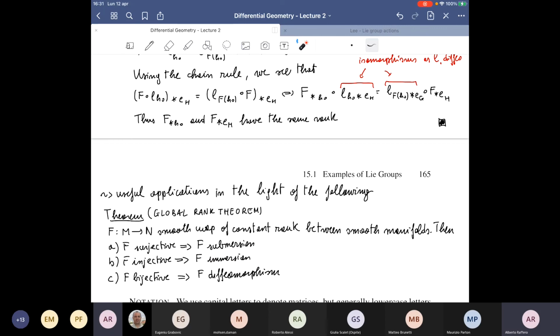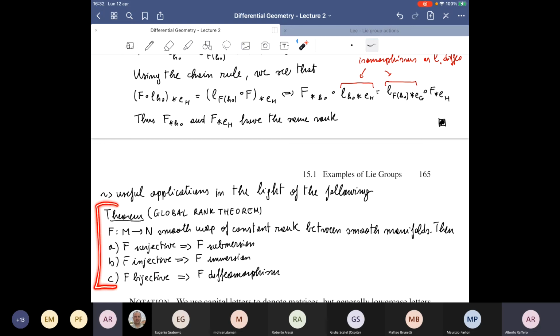In particular, this is a theorem that you can find in the book by Lee, the so-called global rank theorem, that tells you that if you have a smooth map of constant rank between smooth manifolds, then if the map is surjective and has constant rank, it is a submersion. So its differential is surjective at each point. If it is injective, it is an immersion, and if it is bijective, it is a diffeomorphism. I haven't written the proof of this result because it involves heavily some topology results.